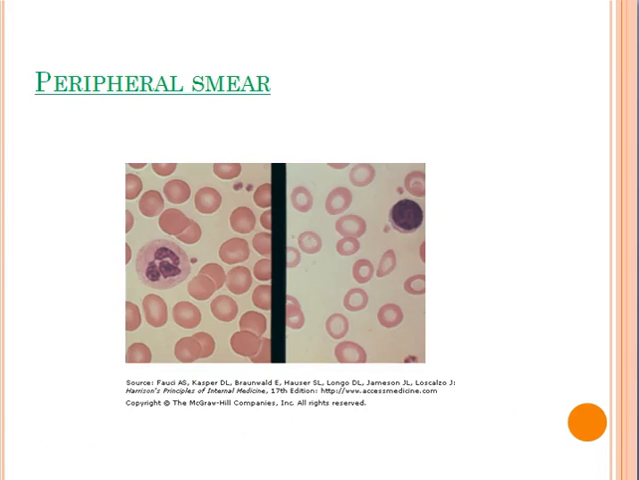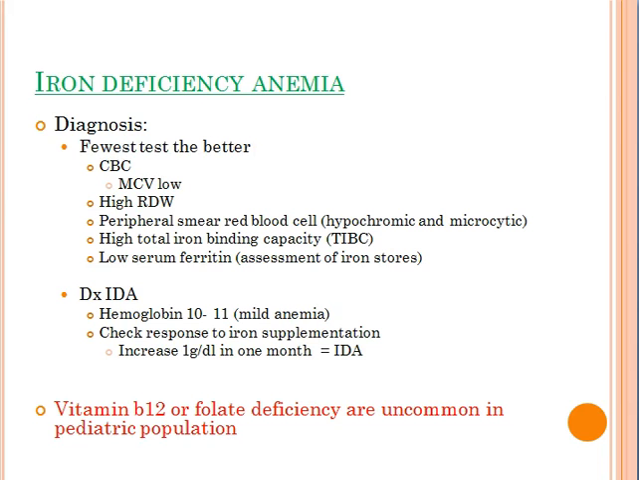So what you'll see on the peripheral smear is hypochromic and microcytic cells, and that's what you're seeing here on the smear. So we have a CBC with a low MCV and a high RDW, and as I said, things to remember, it would be hypochromic and microcytic. We'll see low ferritin because those are the assessments of our iron stores, and we can also see a high total iron binding capacity. So again, we're looking at that number of our hemoglobin to be between 10 and 11.